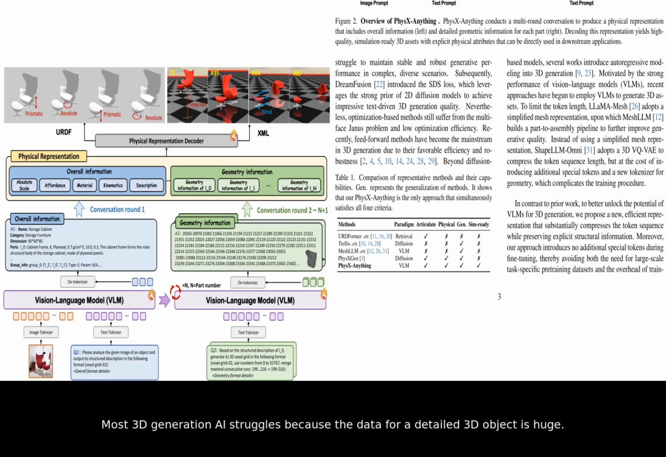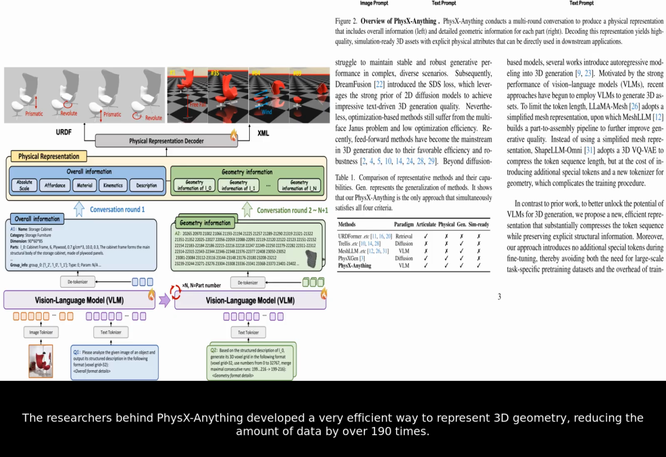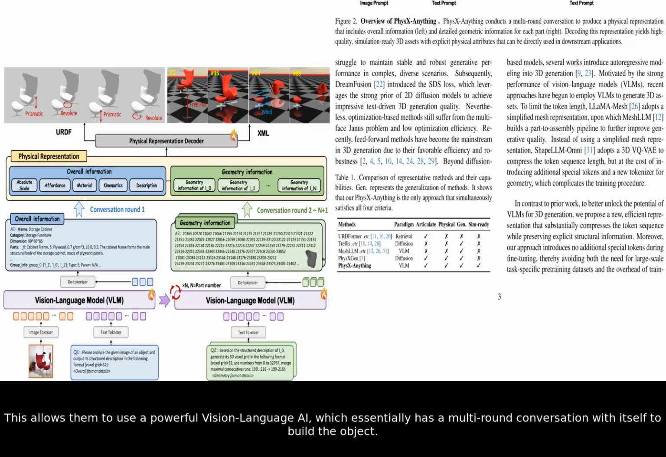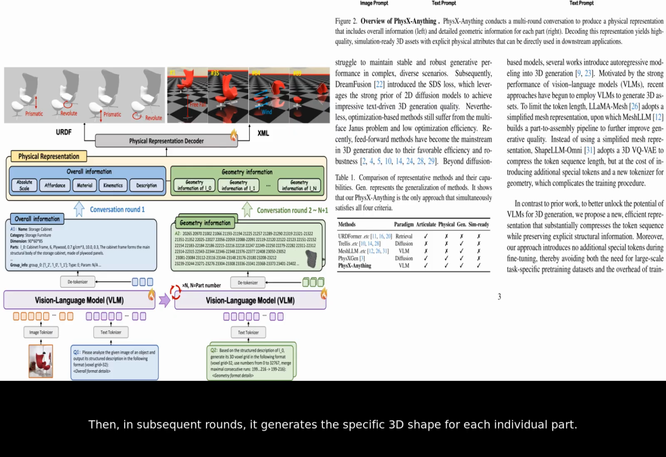Most 3D generation AI struggles because the data for a detailed 3D object is huge. The researchers behind PhysX-Anything developed a very efficient way to represent 3D geometry, reducing the amount of data by over 190 times. This allows them to use a powerful vision language AI, which essentially has a multi-round conversation with itself to build the object. First, it analyzes the image to understand the object's overall information, like its size, materials, and how its parts are supposed to move. Then, in subsequent rounds, it generates the specific 3D shape for each individual part.